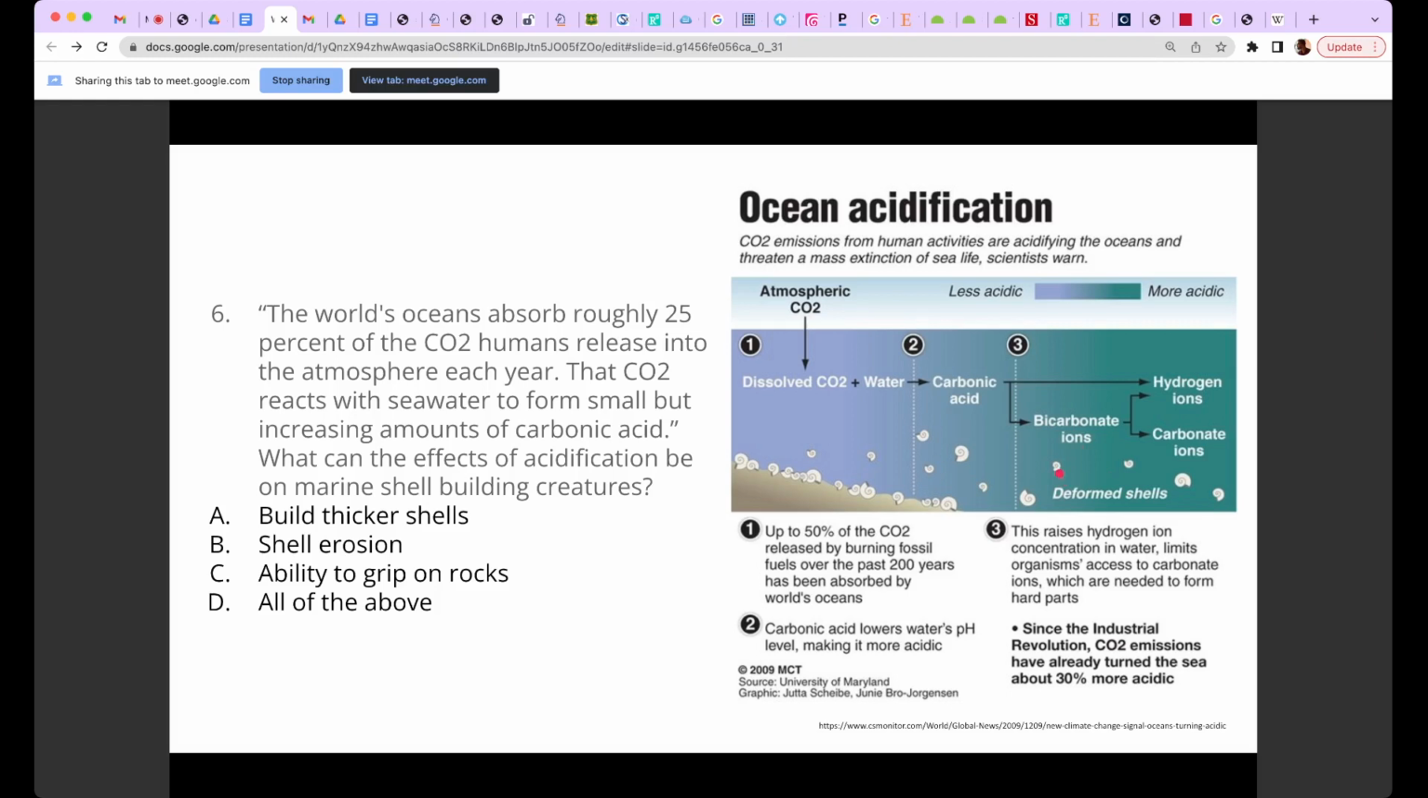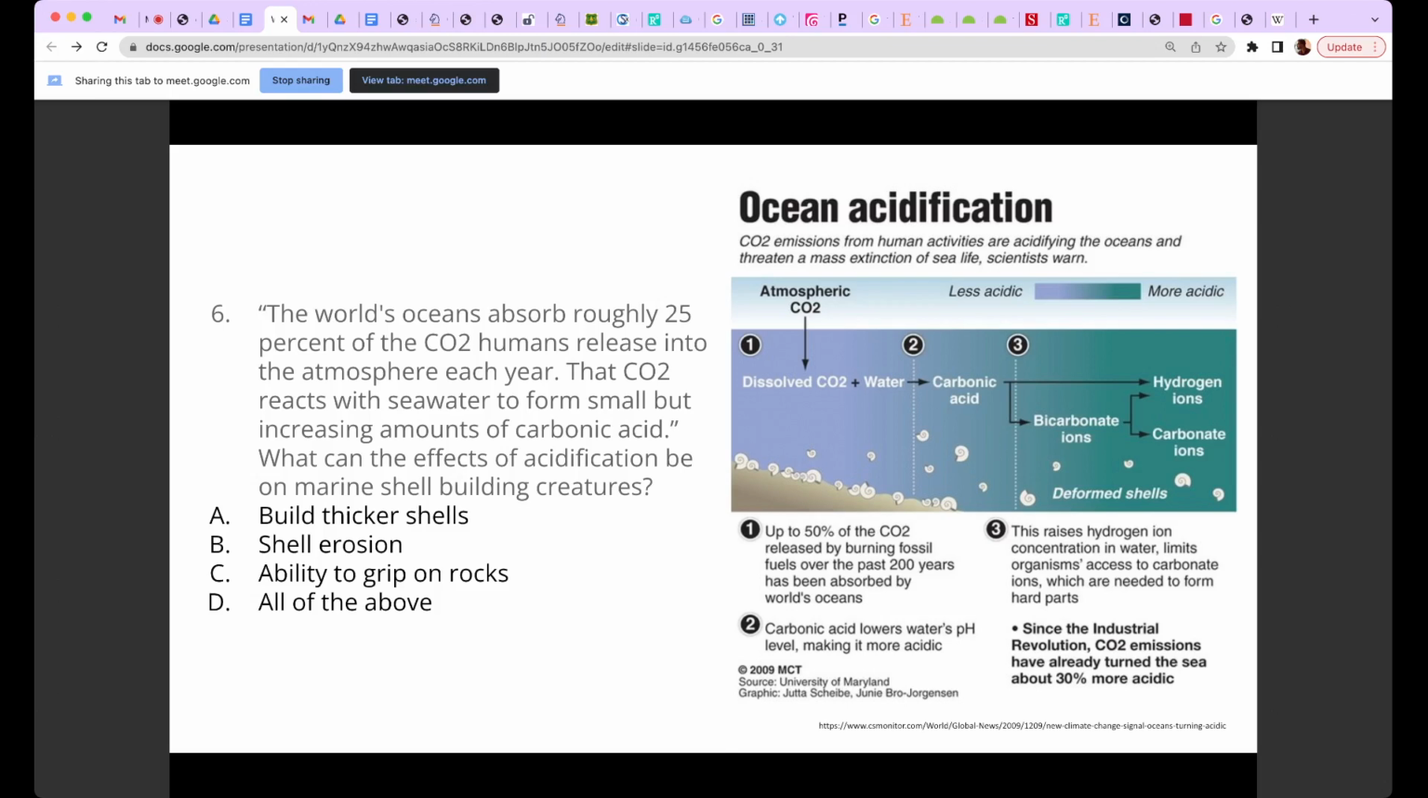All the seashells are formed of carbonates, calcium carbonates. So how does it affect the marine shell building creatures? The answer could be, A, when the experiment was carried out, it was found that probably they build thicker shells.